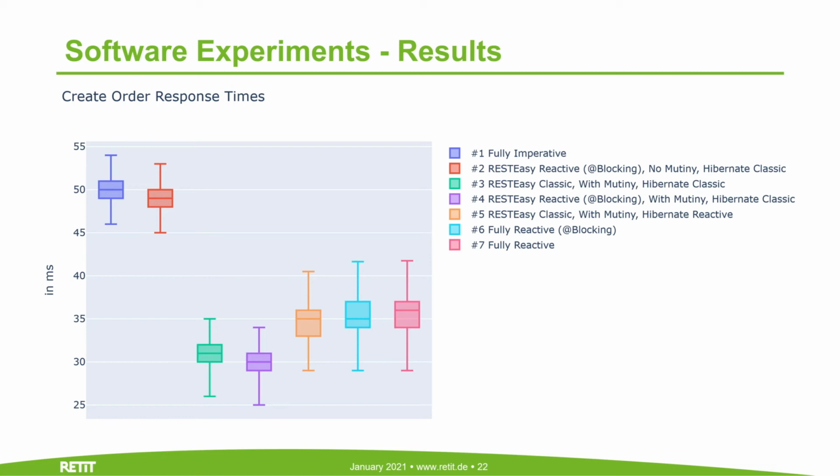There's another set of implementations in that regard that is equally comparable. A variant with RESTEasy Classic, Mutiny, and Hibernate Classic, variation number 3, the green one at the bottom, has a mean response time of 31 milliseconds. Replacing RESTEasy Classic with RESTEasy Reactive and the ad blocking annotation, variation number 4, the purple one, produces a mean response time of 30 milliseconds. The overall response time distribution seems to have a lower tendency for RESTEasy Reactive with the ad blocking annotation.